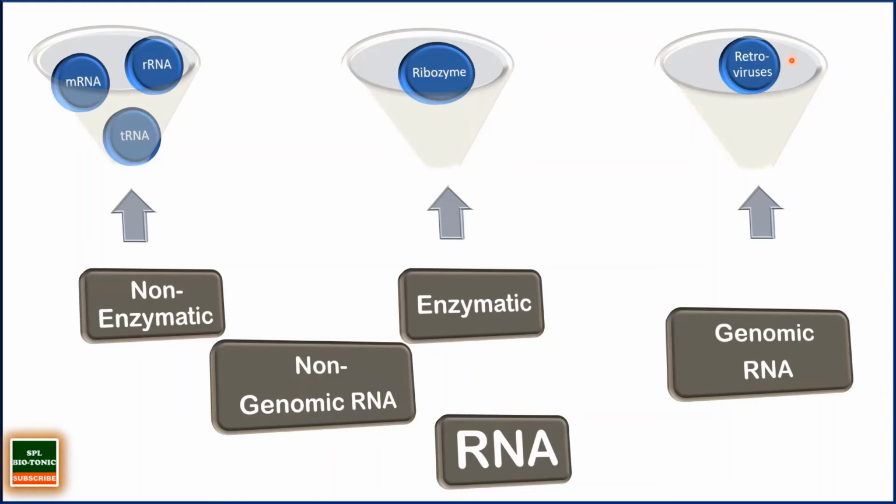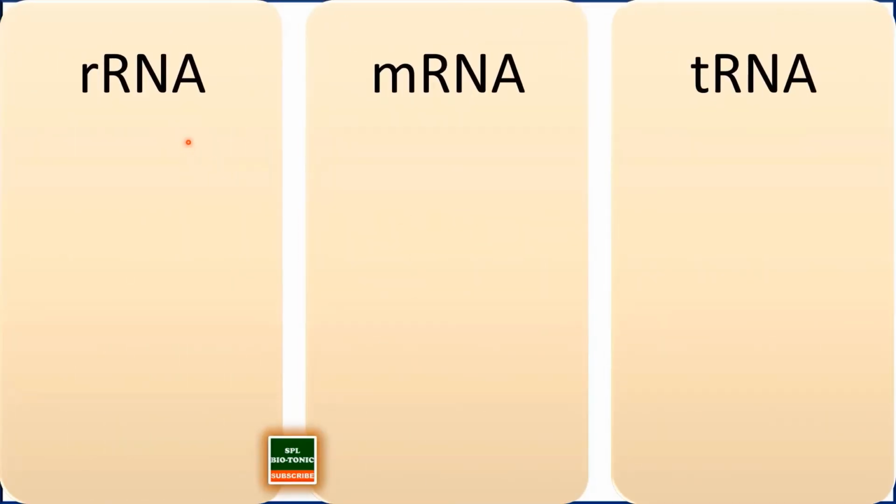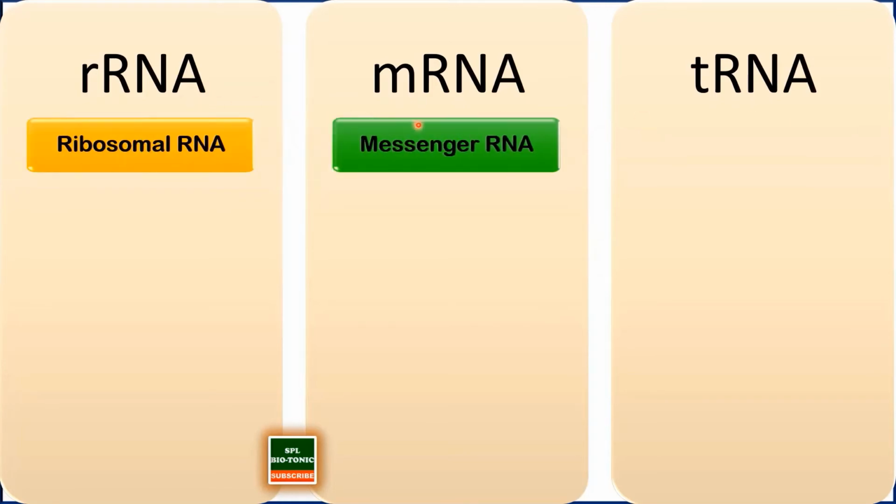In case of non-genomic, the RNA can act as an enzyme, example is ribozyme, whereas non-genomic is divided into messenger RNA, ribosomal RNA and transfer RNA. Students, I hope you are understanding the types of RNA. Okay, now these three types of RNAs, ribosomal RNA, messenger RNA and transfer RNA, let us see what are the differences between these three types.